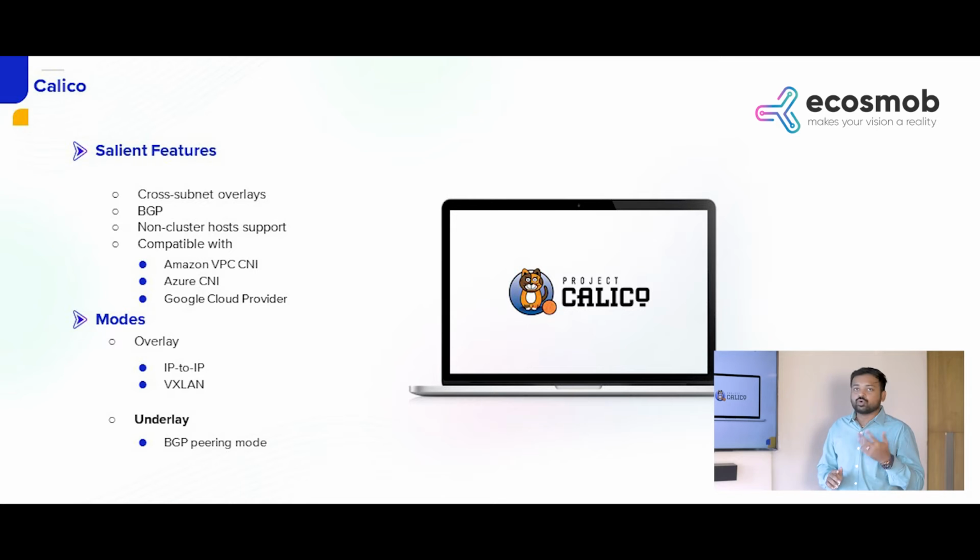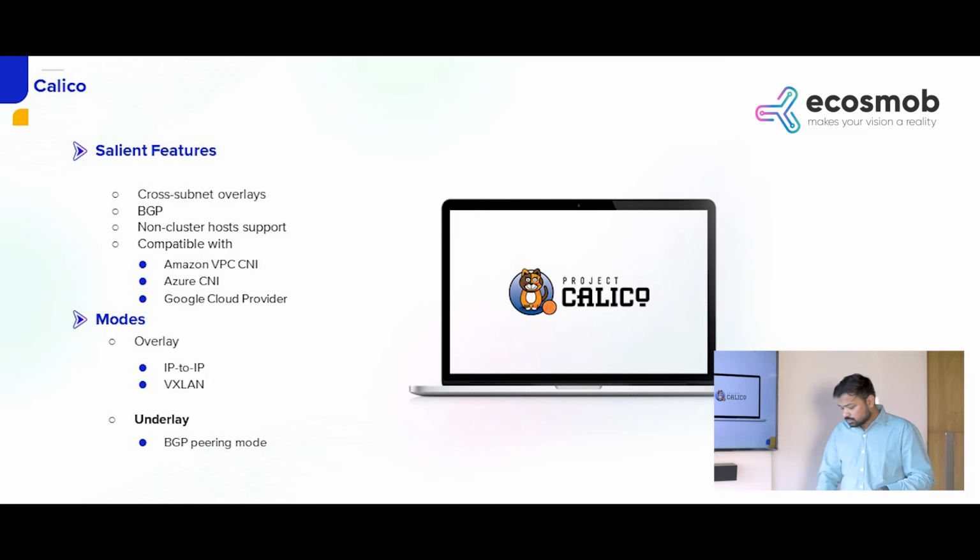Calico comes with two modes, like we talked about, right? There is overlay mode and then there is underlay mode. Overlay mode is what I already explained. I will not dive deeper into that because I want to focus more on the underlay network and the problem that Calico solves. There are two ways to implement overlay network: IP-in-IP and VXLAN. And underlay network is the BGP peering mode. So here we are going to use Border Gateway Protocol in order to implement the network and the routing.